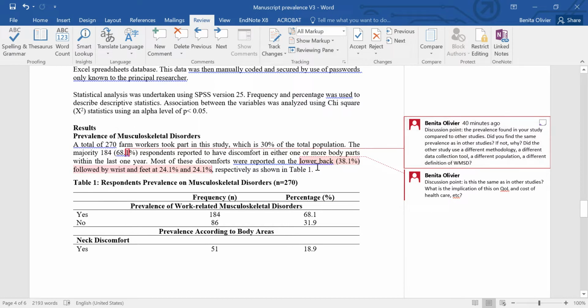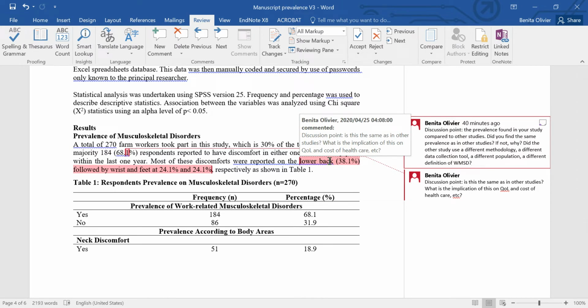Then, for example, the body area, lower back, was the most prevalent, and then wrist and feet, which is also an interesting finding. And we would love to see how that relates to the literature, or what the researchers' take is on this.